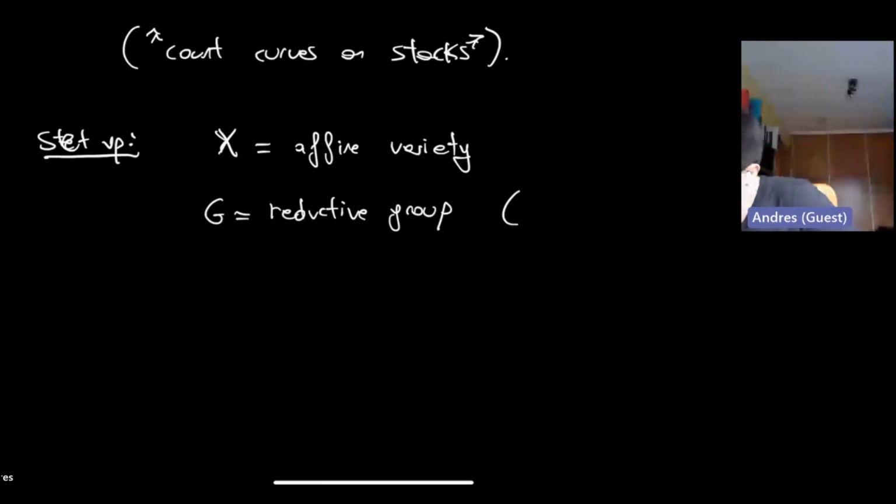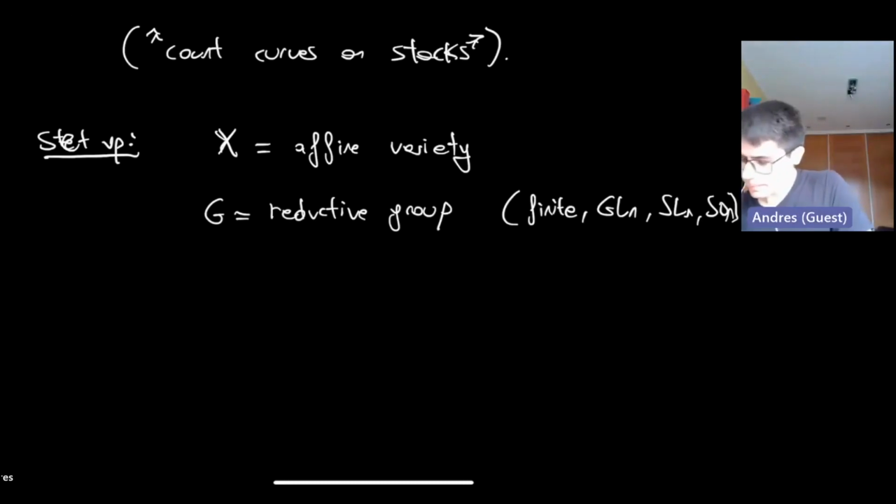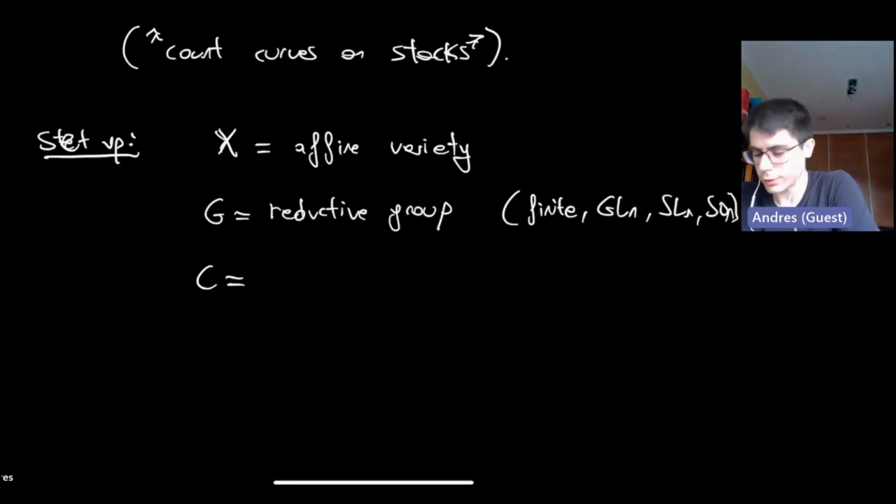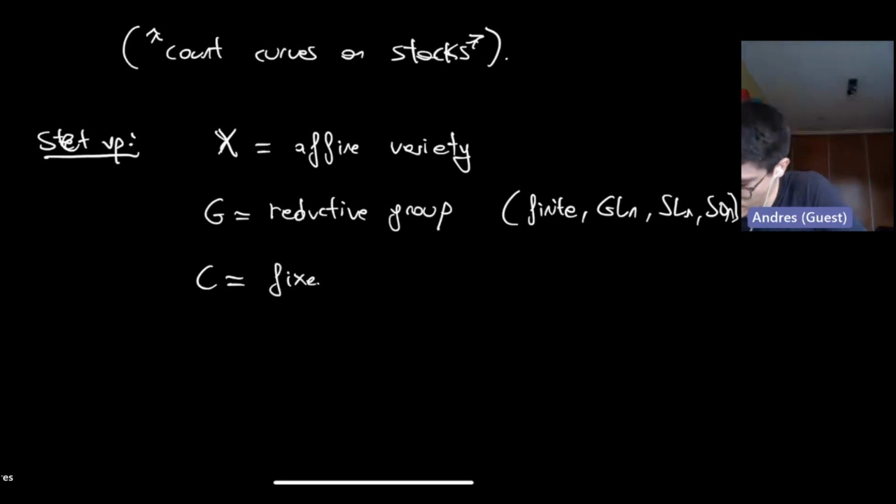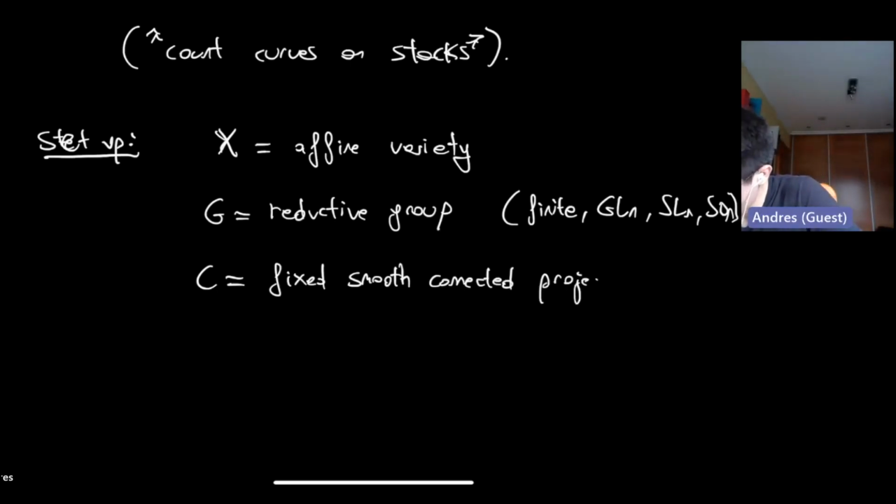So a reductive group, it doesn't need to be connected, so it could be a finite group. It could be GL_n, it could be SL_n, SO_n, etc. Okay, and now we're actually not going to let the Riemann surface vary. There's something to be said there, but that will be a different talk. For now, we're just going to fix C, a fixed Riemann surface, or a fixed smooth, connected, you don't need connected, but okay, projective curve.